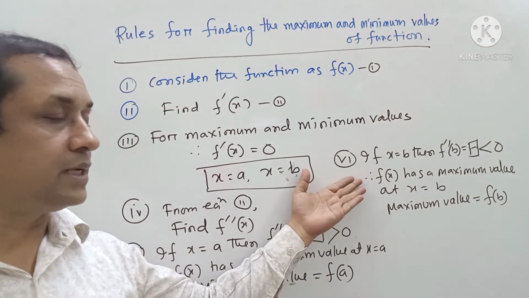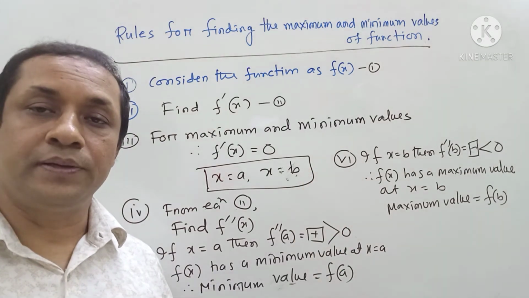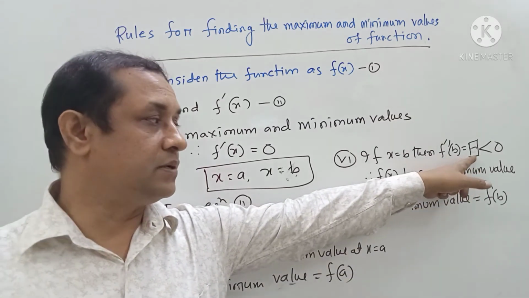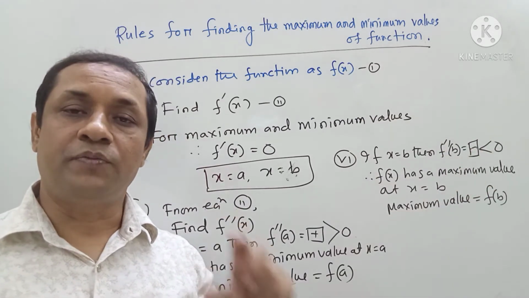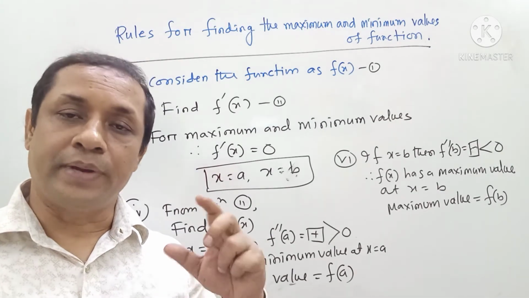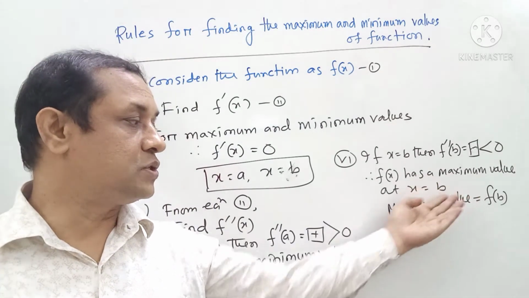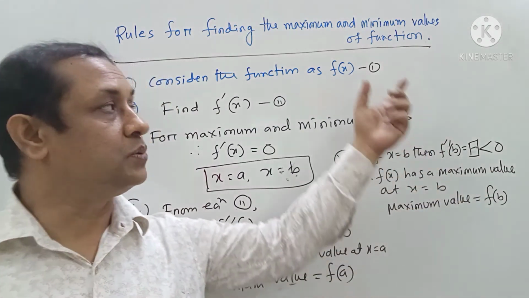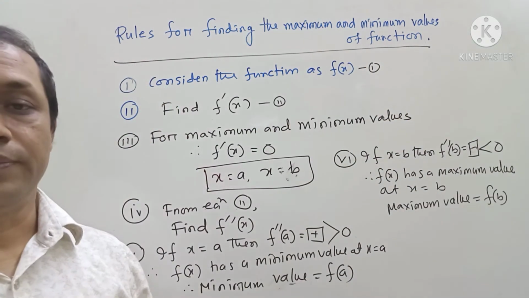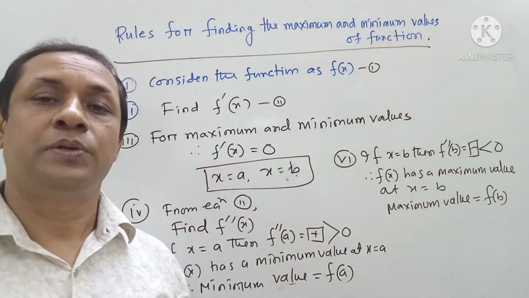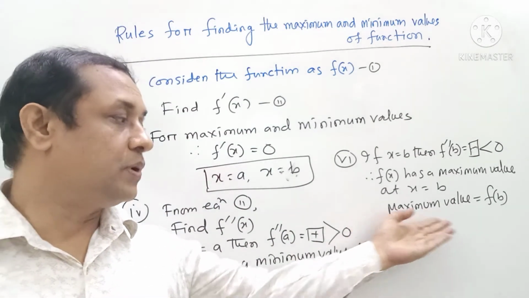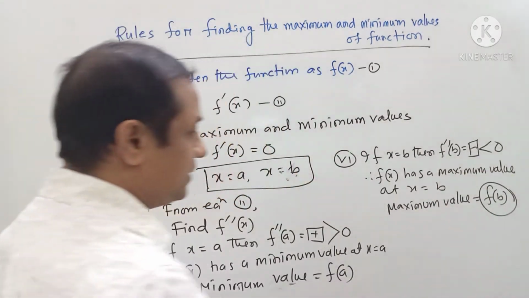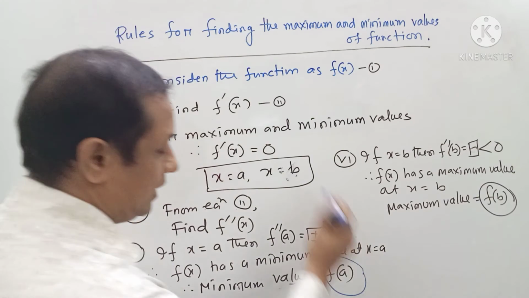And condition number 6, if x equals b, then f double prime b is negative, so less than 0. So f of x has a maximum value at x equals b. So the required maximum value equals f of b, putting the value of x equals b. So the required maximum value is f of b and the minimum value is f of a.